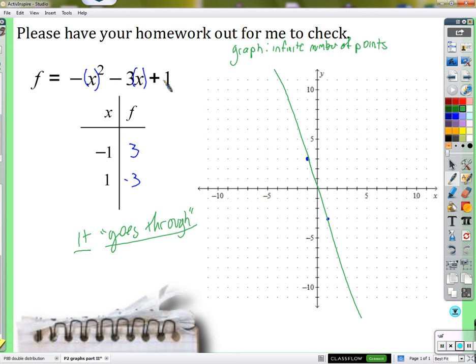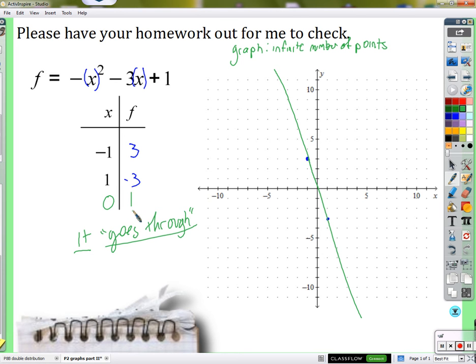If you plug in 0 to this function, you get? 1. I can see it. 0 goes there, 0 goes there. 0 squared is 0, negative 0 is just 0, 0 times negative 3 is 0, 0, 0, plus 1 gives you 1. 0 gives you 1.